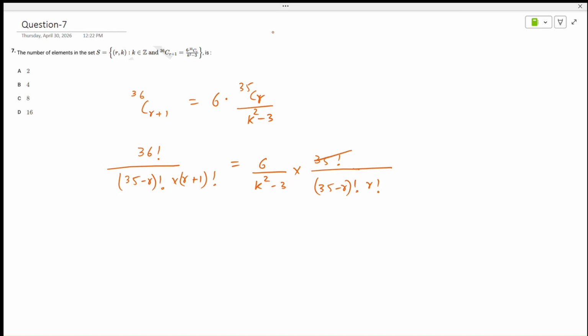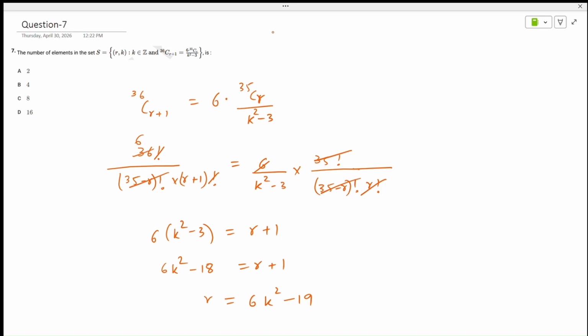So 35 factorial gets cancelled. (35 minus r) factorial gets cancelled. r factorial and the factorial here gets cancelled. You are left with, once again, here 6 ones, 6, 6. So if you do the cross multiplication, you will get 6 of (k square minus 3) equal to r plus 1. So that is equal to 6k square minus 18 equal to r plus 1. So r is equal to 6k square minus 19.